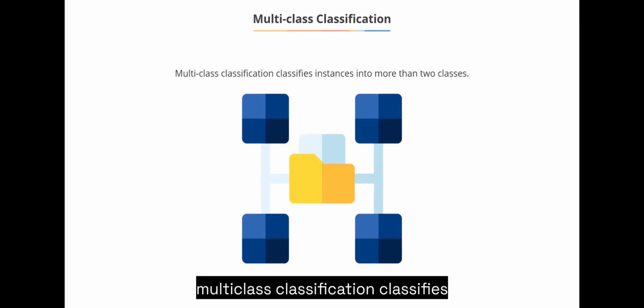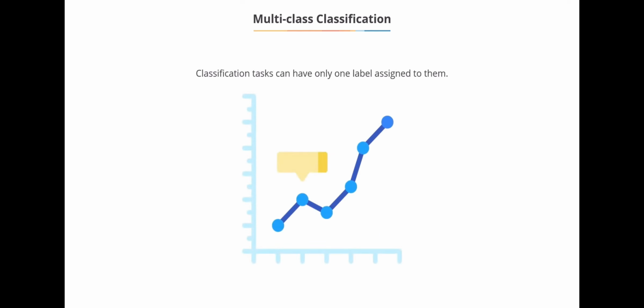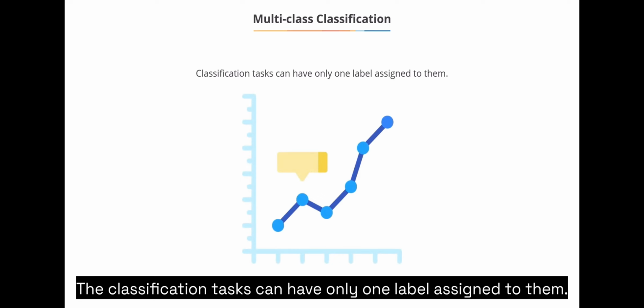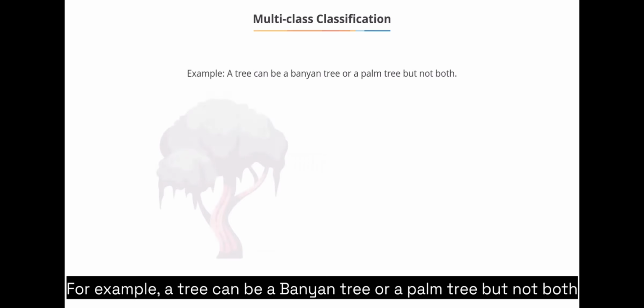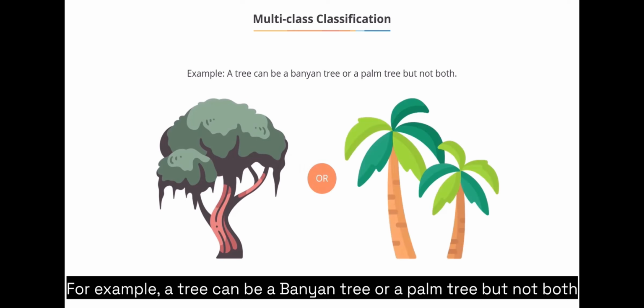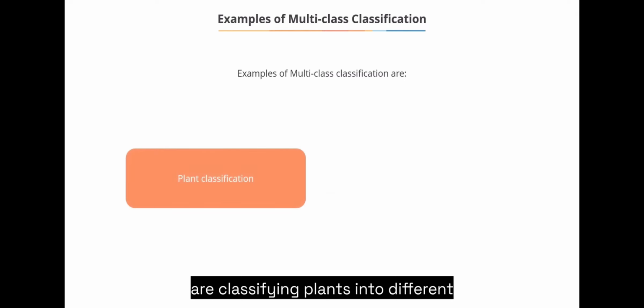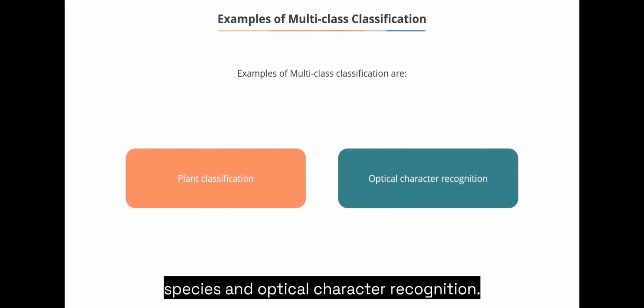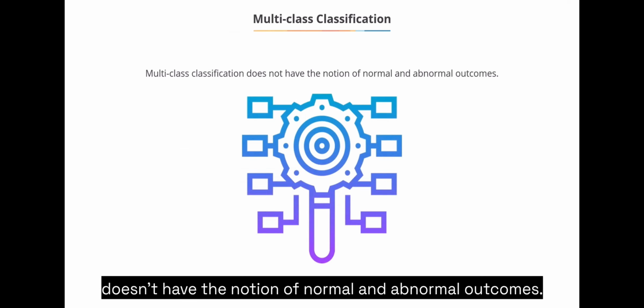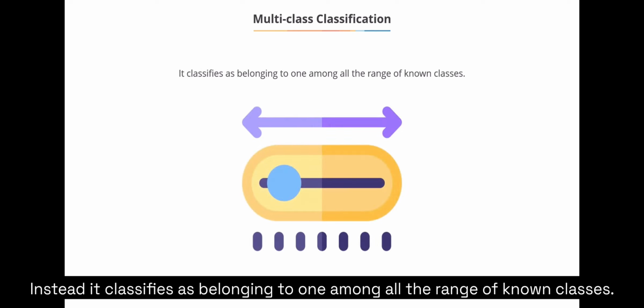Multi-class classification. Multi-class classification classifies the instances into more than 2 classes. In this type of classification, the classification tasks can have only one label assigned to them. For example, a tree can be a banyan tree or a palm tree, but not both. Examples of this type of classification are classifying plants into different species and optical character recognition. Unlike binary classification, the multi-class classification doesn't have the notion of normal and abnormal outcomes. Instead, it classifies as belonging to one among all the range of known classes.